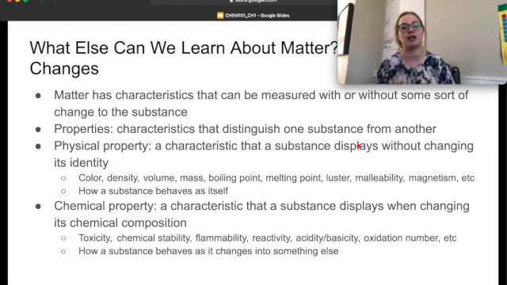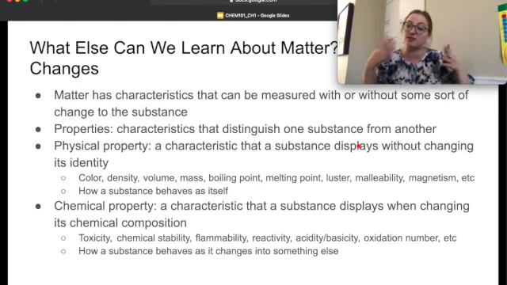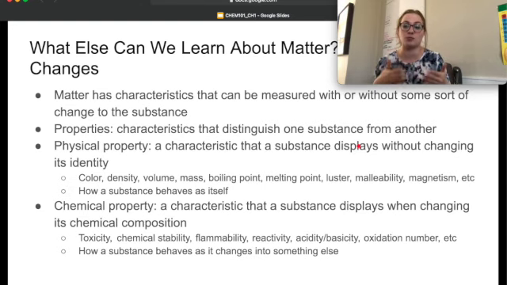So matter has characteristics that can be measured with or without some sort of change to the substance. So properties are characteristics that we can use to distinguish one substance from another, right? Like we can see that gold looks gold and silver looks silver. You know, if I'm trying to tell if a cup has isopropyl alcohol or it has water in it, I might waft. We'll learn this in lab, but I might kind of bring the smell up to my nose and I can tell which one is the isopropyl alcohol and which one is the water through smell. So these are properties of a substance.